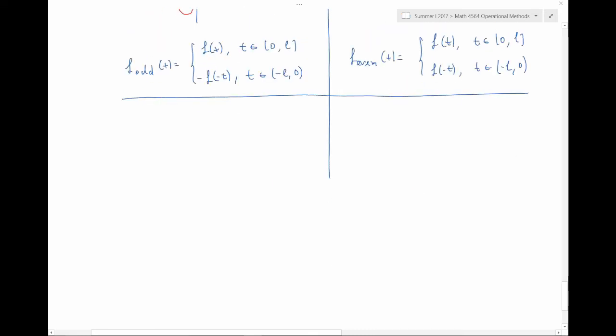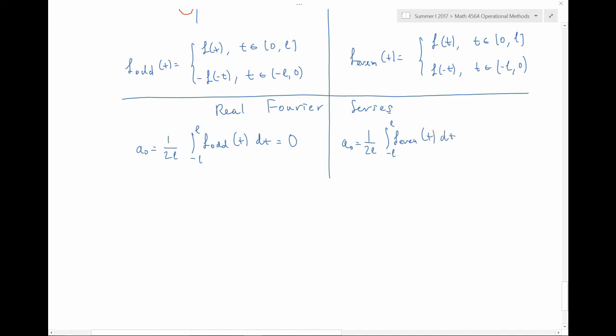If I now compute the standard real Fourier series for each one of those functions, then I get that a naught is going to be 1 over the length of the interval, which is now 2L, the integral from minus L to L of the function f odd dt, but I do know that every odd function integrates to 0. For the even function, a naught is 1 over 2L, the integral from minus L to L of the even function.